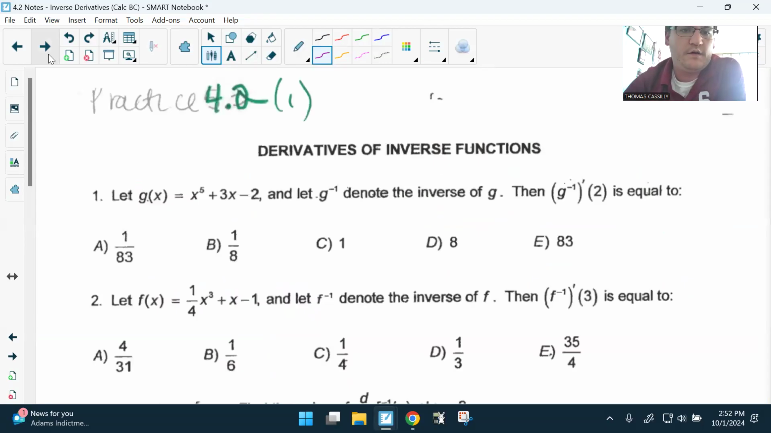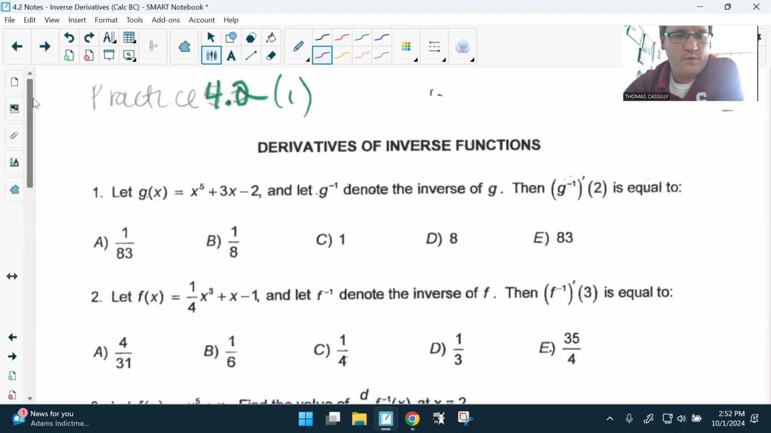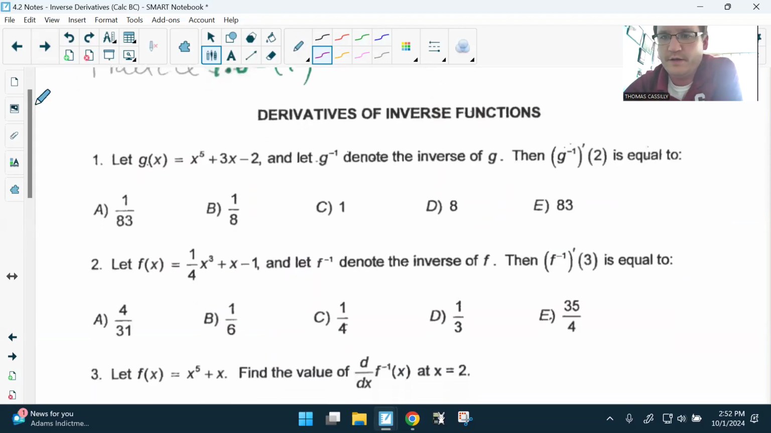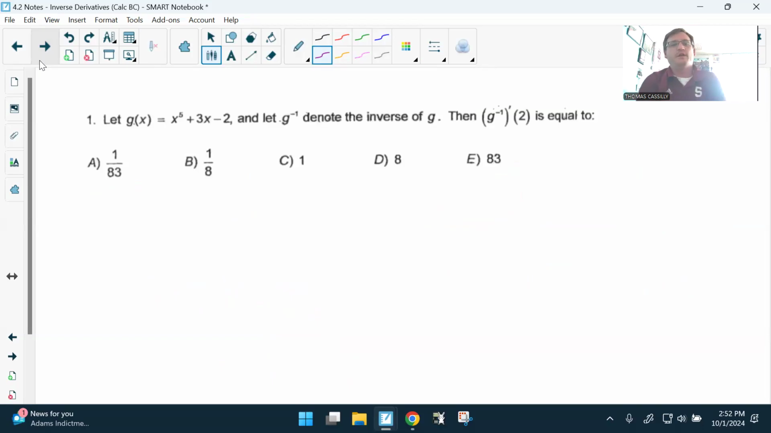All right. Let's just do one more. How about let's do number 1. Let g of x be x to the 5th plus 3x minus 2. Let g inverse denote the inverse, or g negative 1. We are looking for g inverse prime of 2. All right. So here's what we're going to do, first things first.